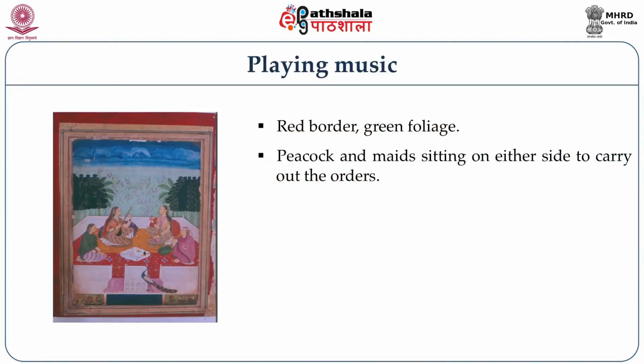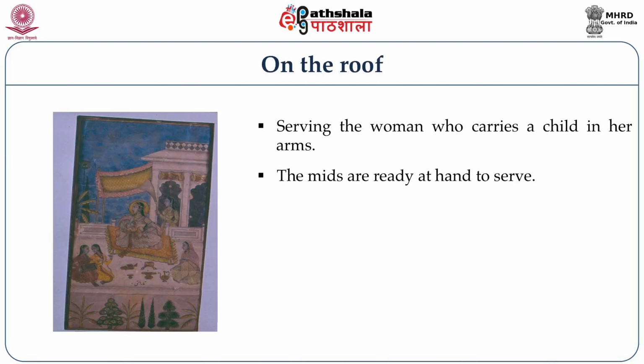You also have women depicted who are playing music. You can see peacocks, maids sitting on both sides of these women to carry out orders. There is a red border, green foliage which can be seen in this painting. There are various paintings depicting women sitting on the roof. You have lots of maids ready to serve them. There is also a maid servant carrying a child in her arms, and the royal woman is sitting there enjoying the scene.